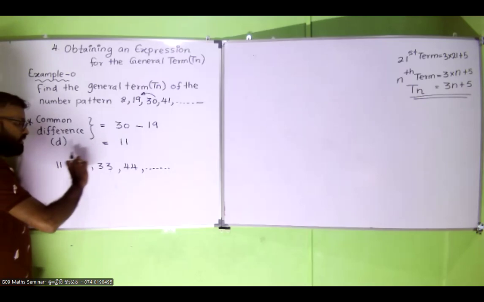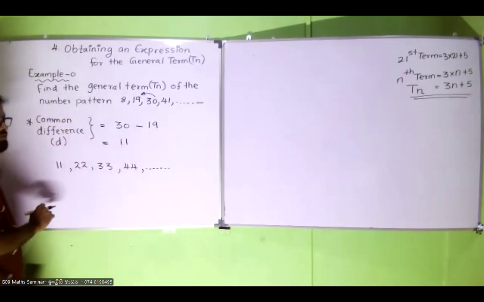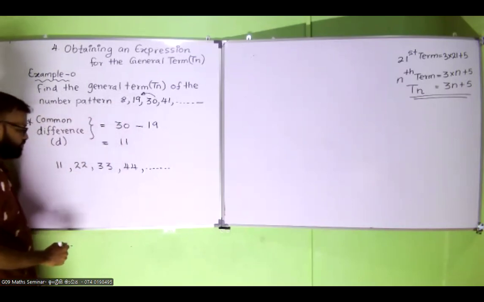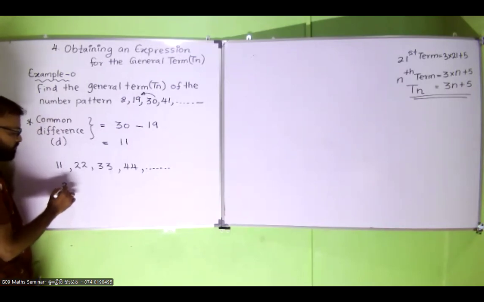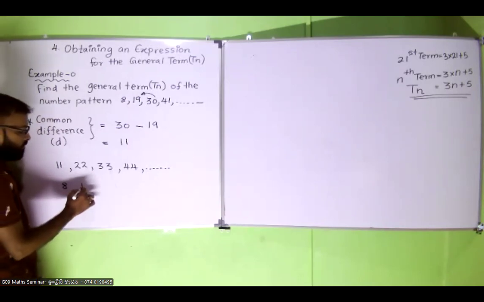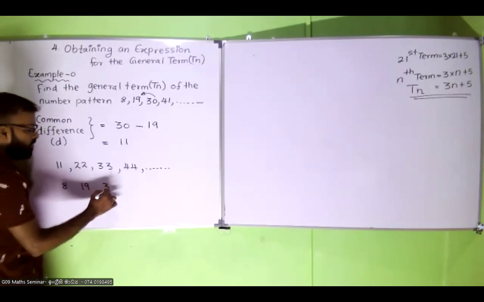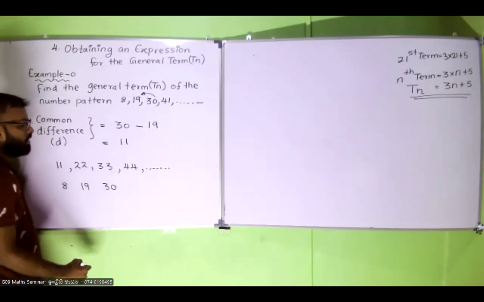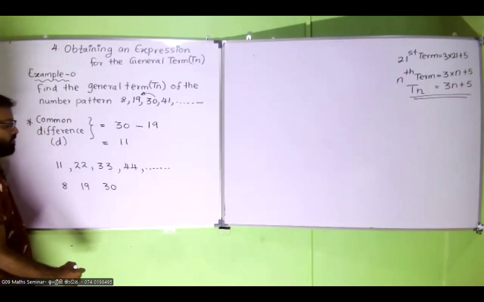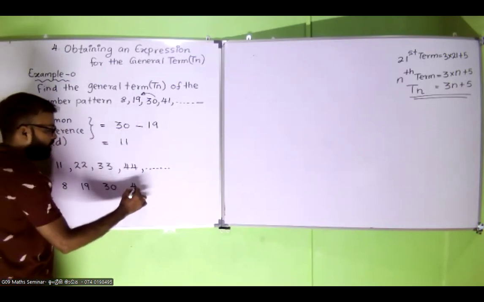Please write this. Now under this one, what do you have to write? Your number pattern: 8, 19, 30, 41.